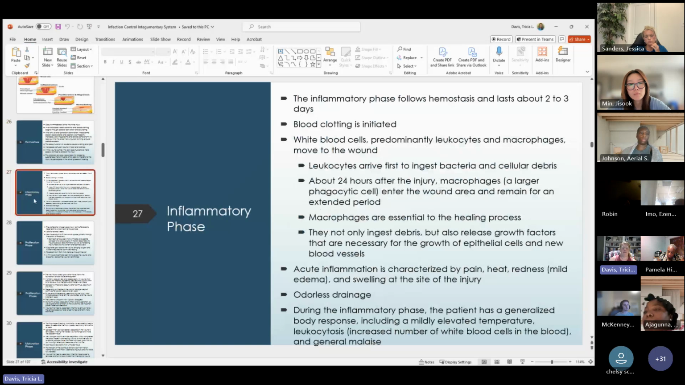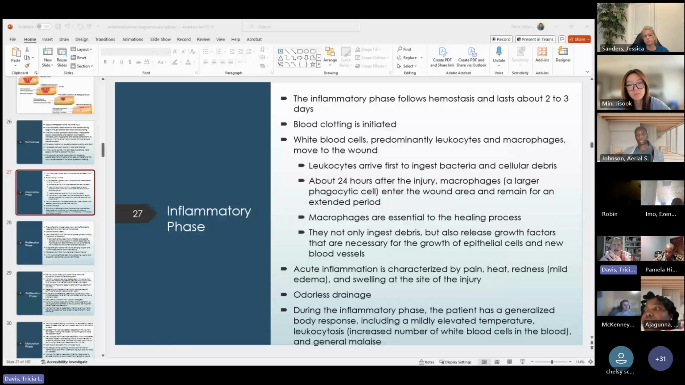All right, then we have our inflammatory phase. Our inflammatory phase comes after hemostasis, and it only lasts about 2 to 3 days. Blood clotting has already been initiated. Remember, we said our white blood cells, predominantly leukocytes and macrophages, work and go in towards that wound. The leukocytes typically arrive first, and their job is to get to the bacteria and take up all the debris in that area from the injury.